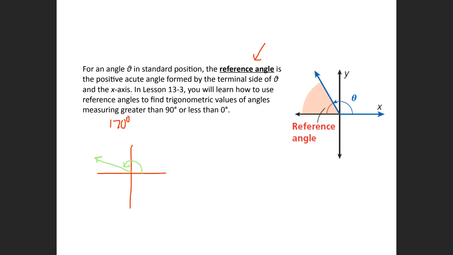Now, the reference angle is the angle formed that is an acute angle, so your angle is always going to be between 0 and 90. I know students don't understand reference angles when they give me angles like 120 degrees. No, that can't be a reference angle. A reference angle is always between 0 and 90 degrees. So if I drew this angle in right here, this is the angle between the terminal side and the x-axis. This angle right here is 10 degrees. That's my reference angle. So the reference angle to 170 degrees is 10 degrees.